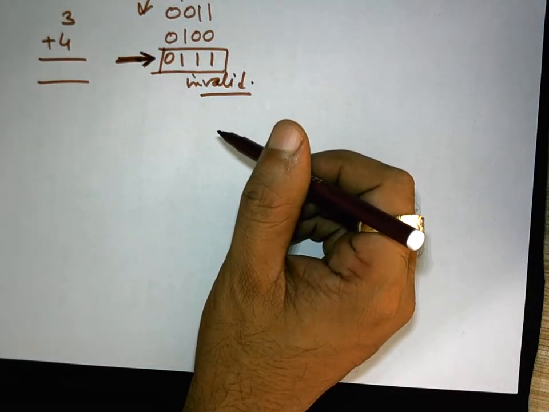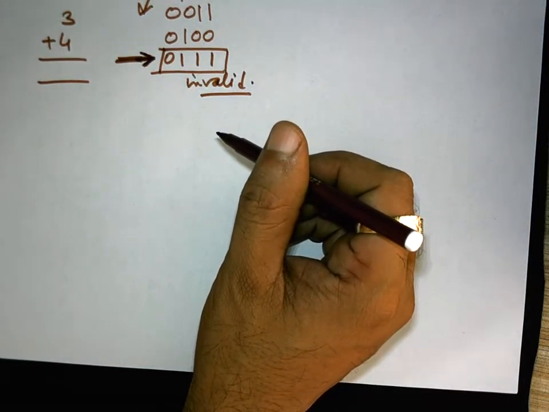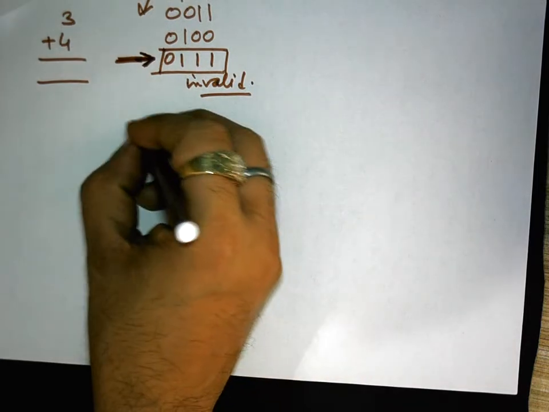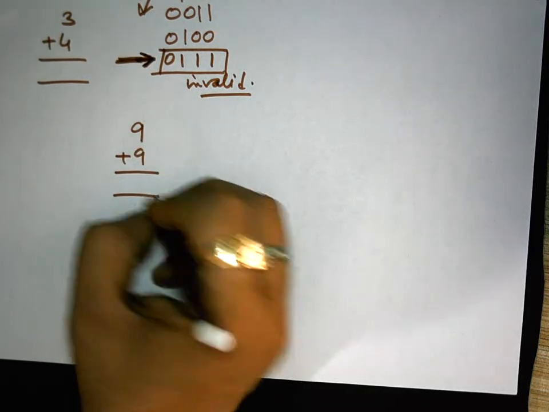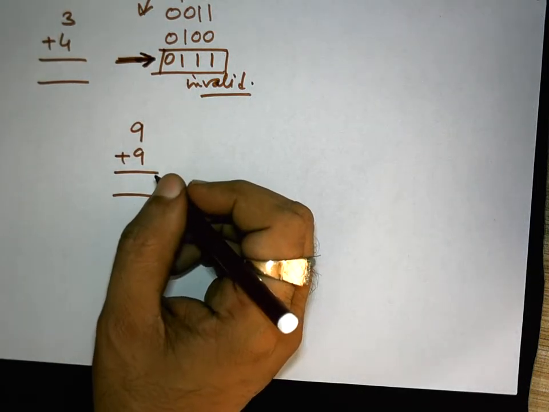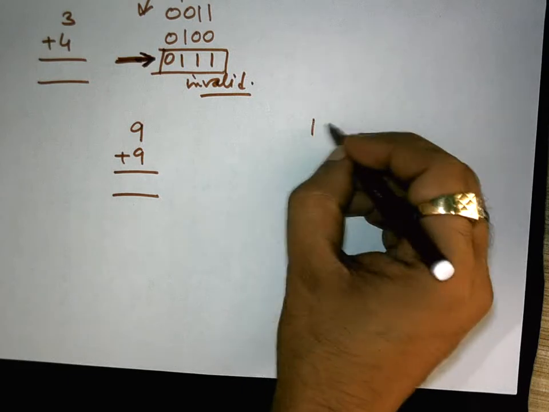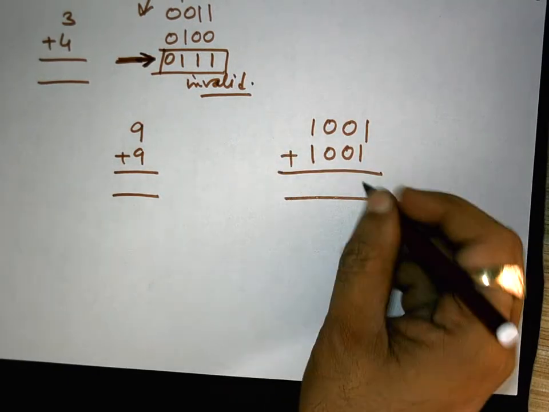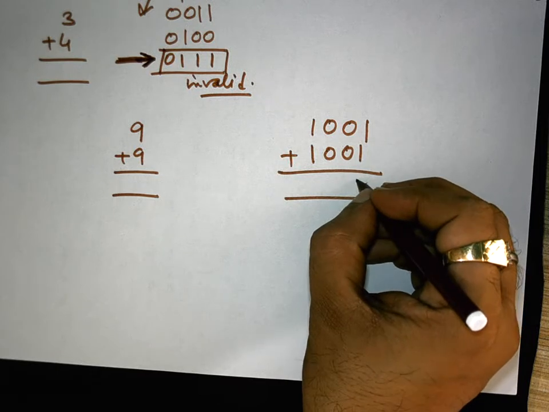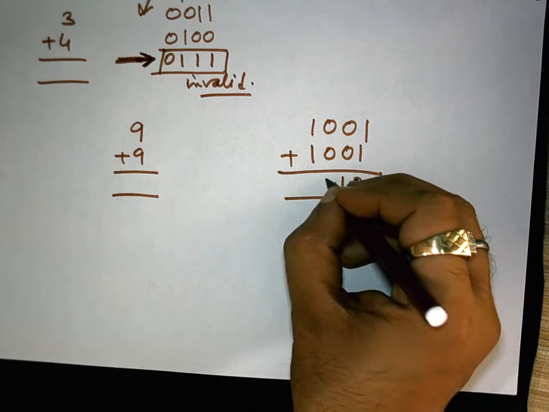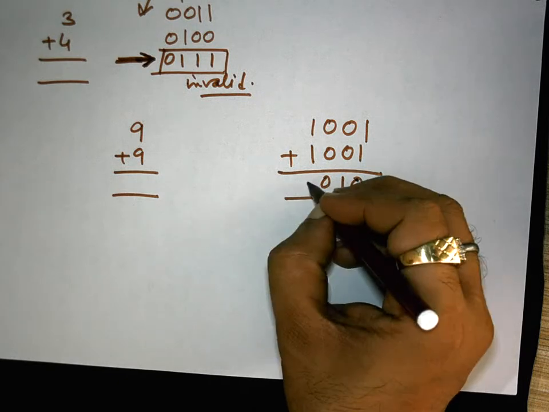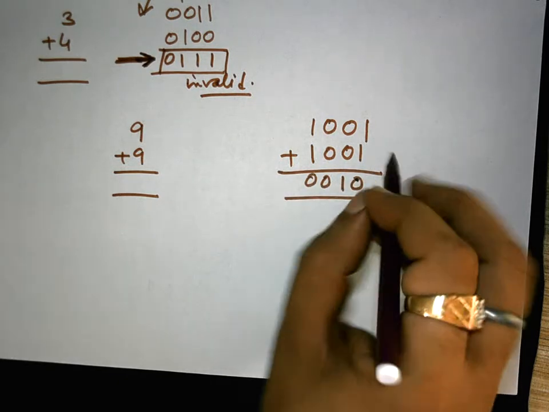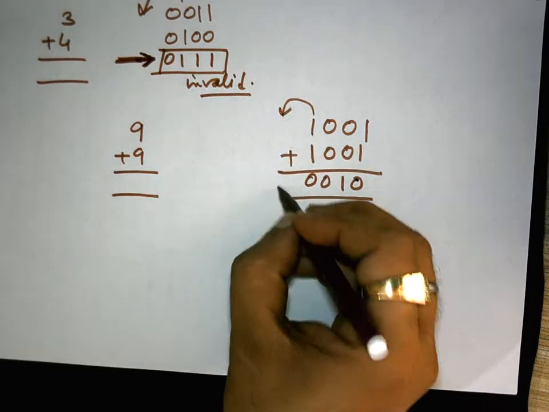So let us take another example to illustrate that problem. Suppose we wish to add 9 plus 9, what will happen? 9 means 1001, again 1001. So this is going to give you the result 0010, and this is 110, and a carry is generated over here.